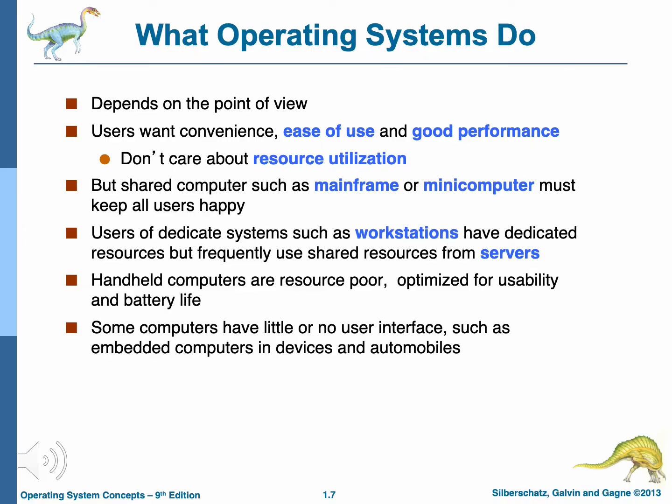In still other cases, users sit at workstations connected to networks of other workstations and servers. These users have dedicated resources at their disposal, but they also share resources such as networking and servers, including file, compute, and print servers. Therefore, their operating system is designed to compromise between individual usability and resource utilization.